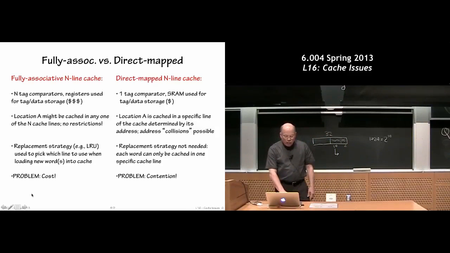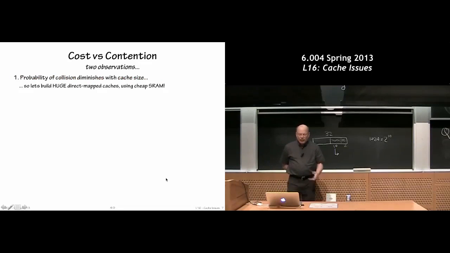Okay. So the fully associative one is highly expensive but very effective in terms of implementing the functionality of a cache. Much more efficient in terms of hardware and cost and power and speed even is the direct map cache, but it has the problem of contention. So what are we going to do?